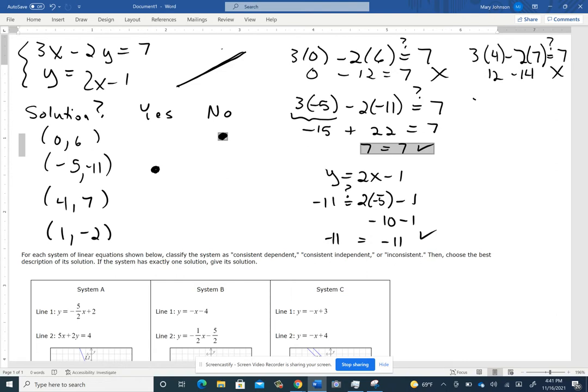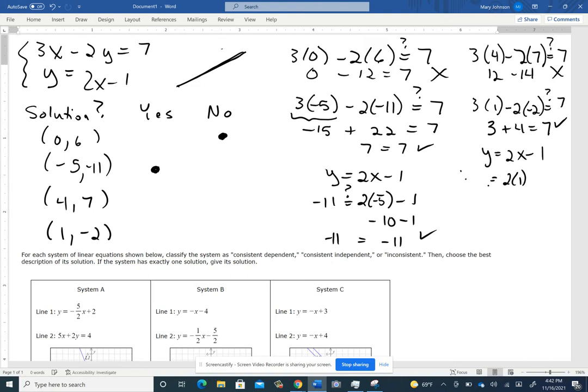Then let me put in the 1 for the x and negative 2 for the y. And that one does give me 3 plus 4, which is 7. So that ordered pair works on the first equation, but I need to take that second equation. And I need to plug in the 1 for the x and see. I get 2 minus 1, that's 1, equaling negative 2. It doesn't work on the second equation. So these were both no's.